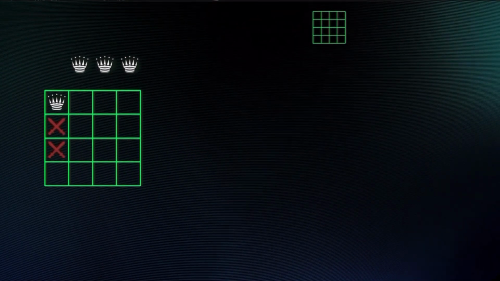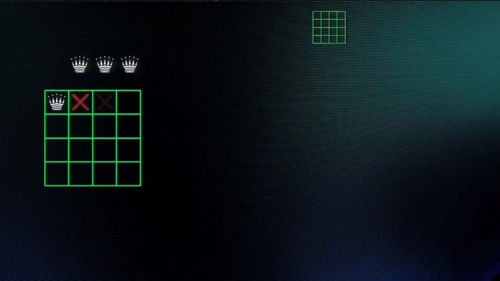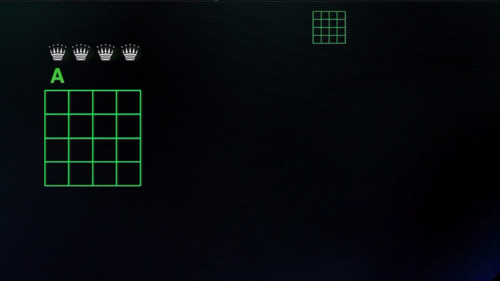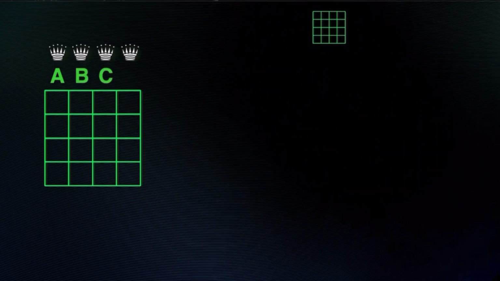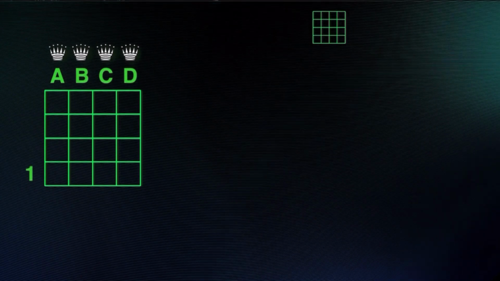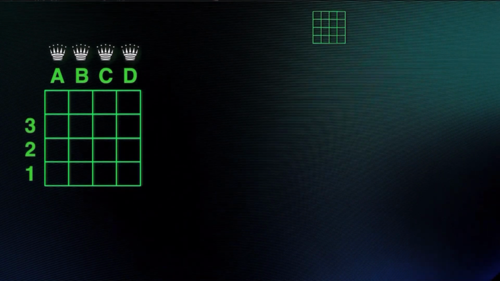We can use the structure of the problem. When you place a queen, no other queen can go in the same column. You can say the same about the rows, but we are going to use the columns. So let's use standard chess A, B, C, and D for the columns, and number the rows conventionally from the bottom.